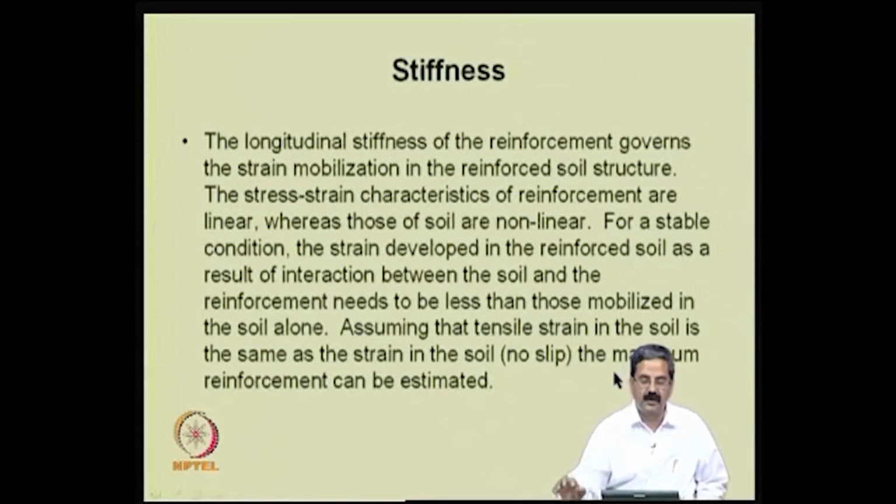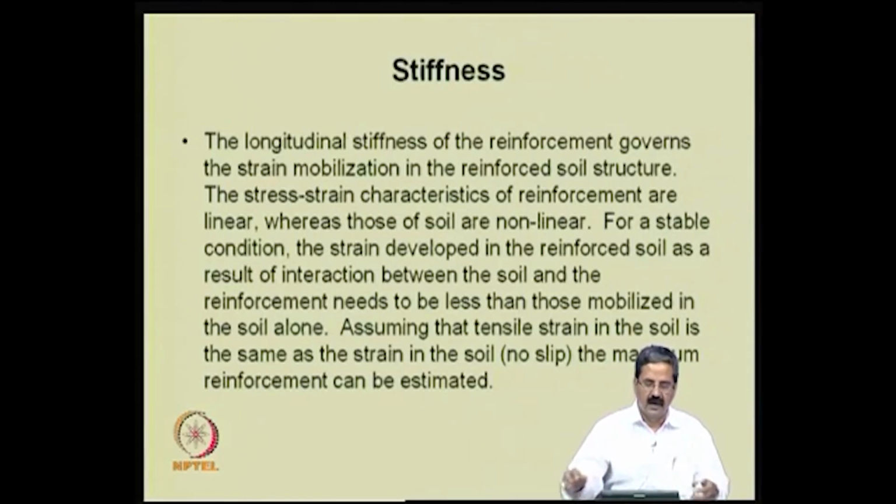Then stiffness is a very important parameter. Geogrid is somewhat stiff, geotextile is flexible, whereas steel reinforcement is very stiff. The stiffness is required for strain mobilization in a reinforced soil structure. The stress strain characteristics of the reinforcement are linear, we know that, whereas the soil is non-linear in nature. For a stable condition, the strain developed in the reinforced soil as a result of interaction between the soil and reinforcement needs to be less than that mobilized in the soil alone. Why you put reinforcement in the soil is essentially to reduce the strains, because a lot of the strain is taken care of by the reinforcement and not the soil.